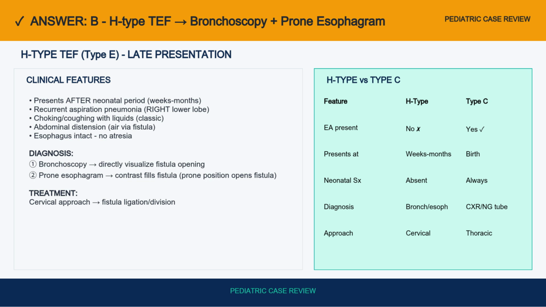The H-type is the great imitator. Unlike other types, the esophagus is intact with no atresia, so these infants do not present at birth. They come to attention weeks or months later with recurrent aspiration pneumonia, particularly affecting the right lower lobe and choking specifically with liquid feeds. The peronesophagram is performed with the patient face down because this position opens the fistula and allows contrast to fill it. Bronchoscopy directly visualizes the fistula opening in the posterior tracheal wall. Treatment is surgical ligation via a cervical approach.